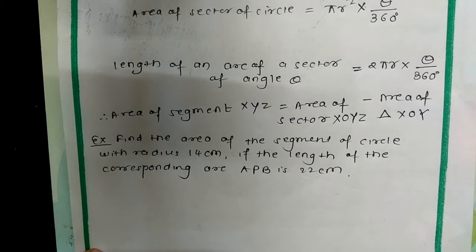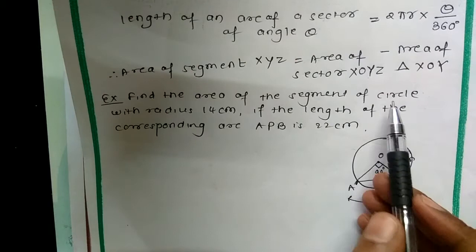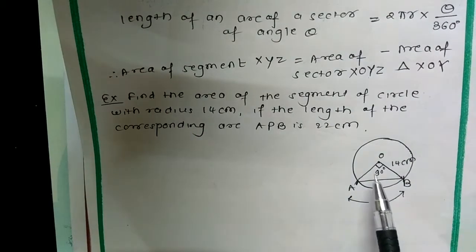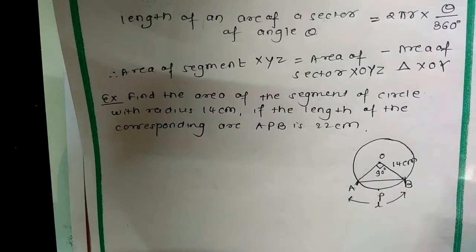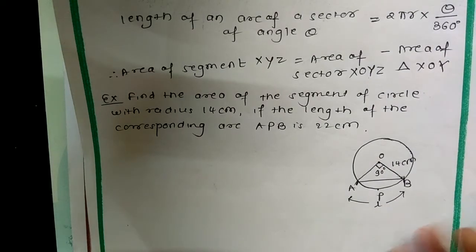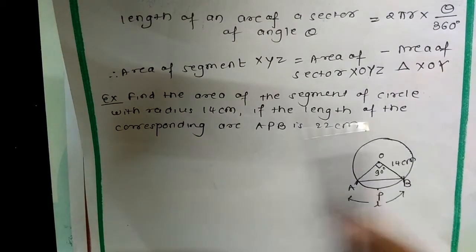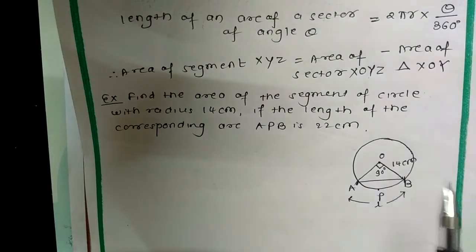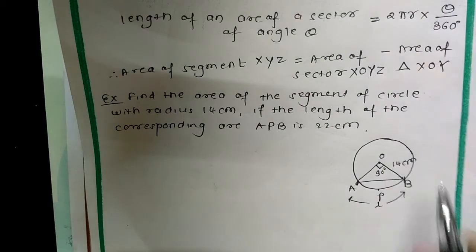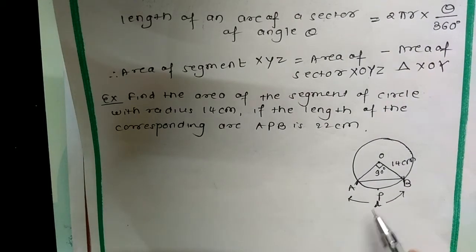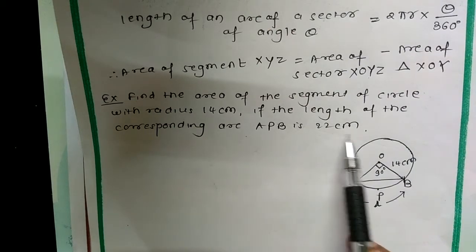Now we will take one example so that you will understand. The question given is: find the area of the segment of a circle with radius 14 cm. Why have I taken this example? Because here you will learn how to find the area of a sector and segment, and how you are going to use the formula of the length of an arc. The figure is given. The corresponding arc is APB. The length of the arc you can show with the small letter l. The length of the corresponding arc is given as 22 cm.